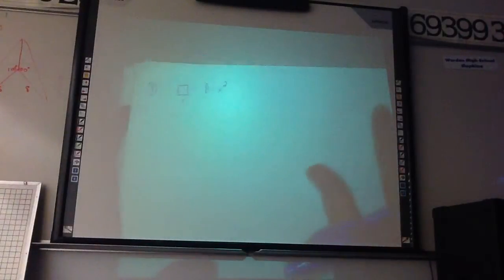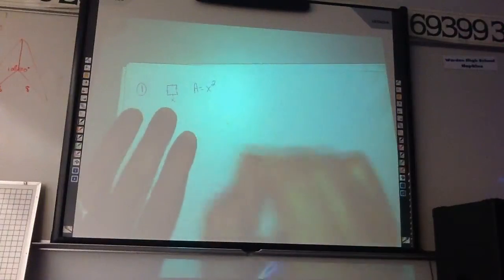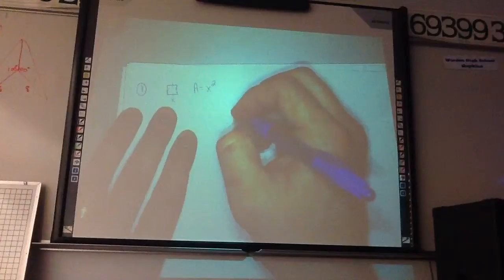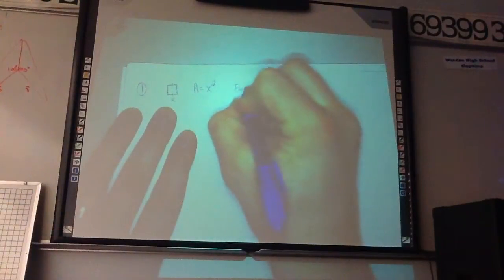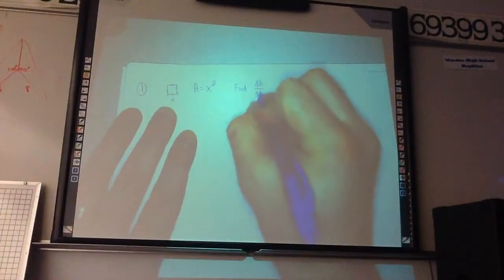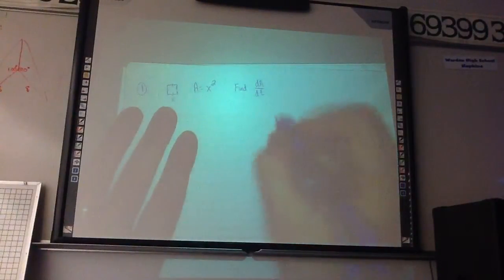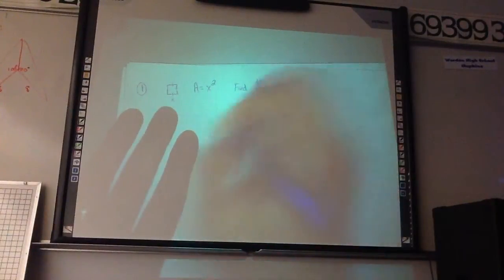So what we're going to do, when it says find how fast the area of the square is increasing, that's like dA, right? The derivative of area. So we're finding dA with respect to time, so that'd be dA/dt. We're finding how the area changes over time. We're not doing this.